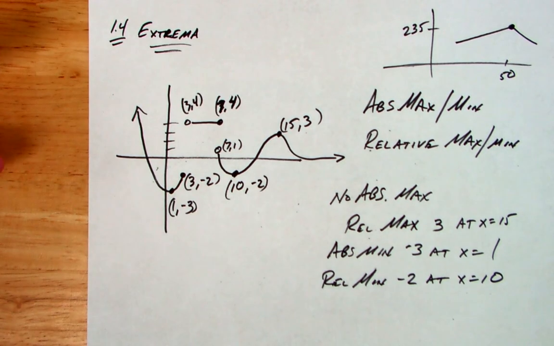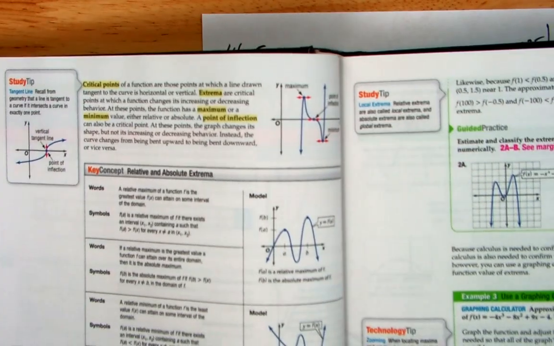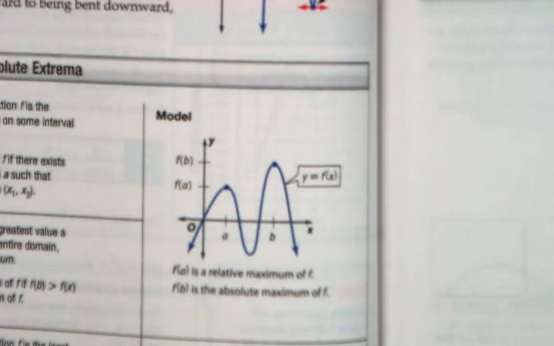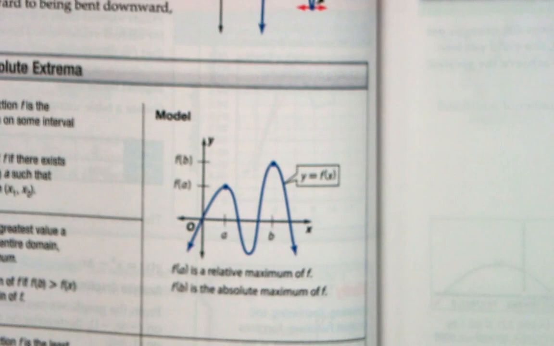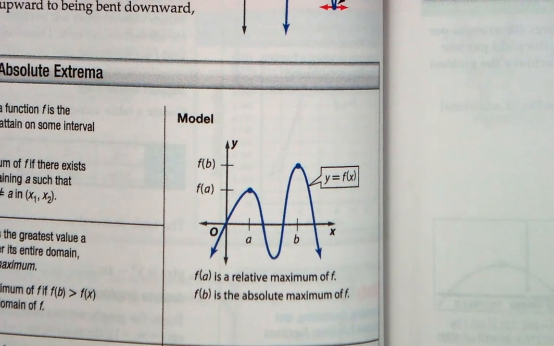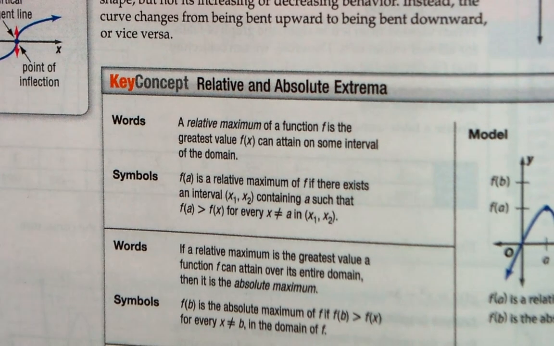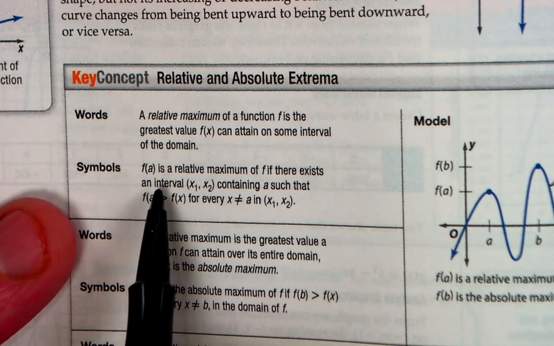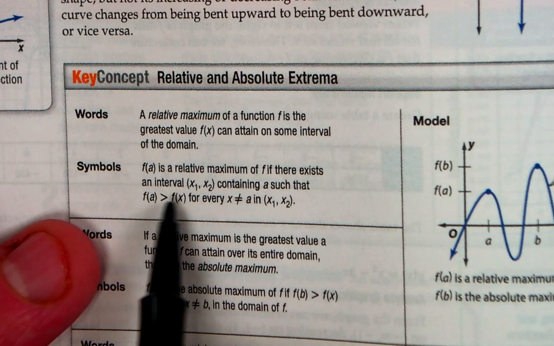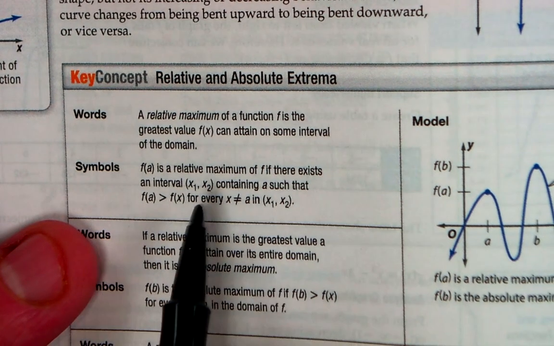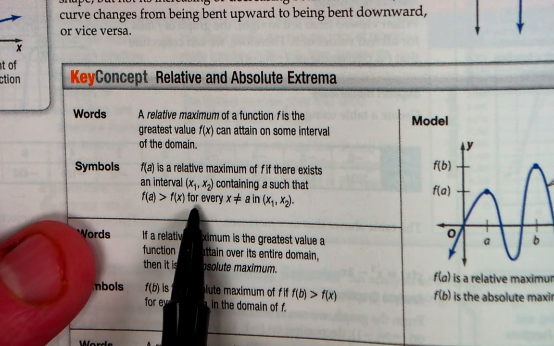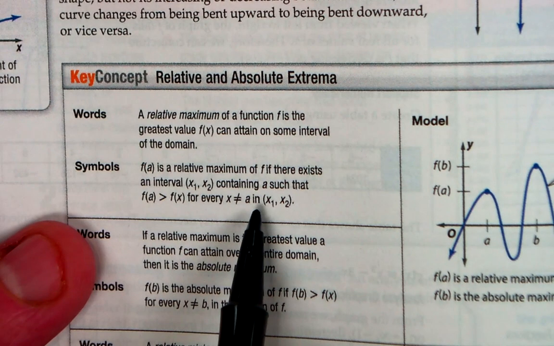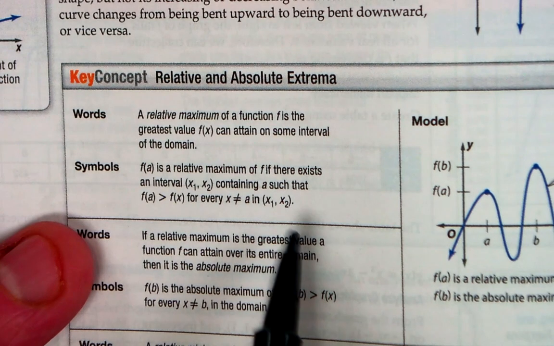So maximums, minimums. If I gave you a graph like this, I would anticipate you to be able to tell me where the relative maximums and minimums occur. Of course, this doesn't have specific points. But one thing I want to show you is the definition. f of a is a relative maximum of f if there exists an interval x sub 1, x sub 2 containing a such that f of a is bigger than f of x for every x not equal to a in the interval x sub 1 to x sub 2.